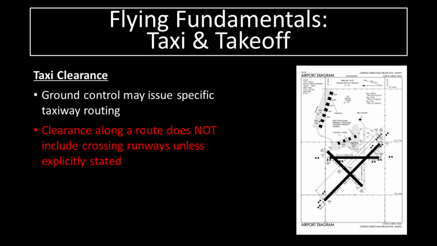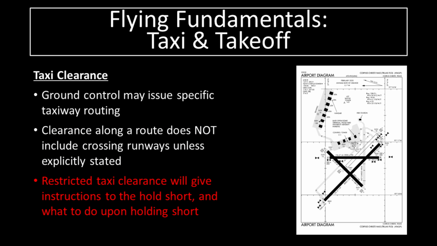Ground control instructions do not clear you to cross any runway unless specifically stated, cleared to cross runway 5. Clearance to the hold short of an active runway, called a restricted clearance, will be common in your training. Again, clearance to cross any runway must be explicitly stated.